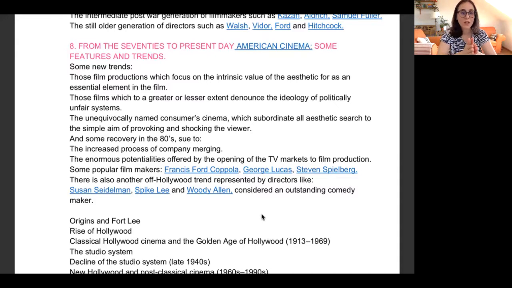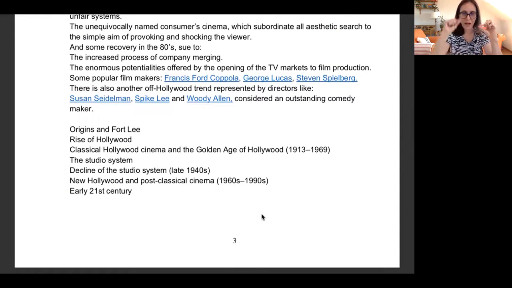There is also another off-Hollywood trend, remember Broadway and off-Broadway that we were talking about, the theater or the plays. Now here it is happening also with Hollywood. So we have here directors like Susan Seidelman, Spike Lee, and Woody Allen, and you probably know all of them, especially Woody Allen, considered an outstanding comedy maker. And you could use these guidelines to develop your own ideas through this period.